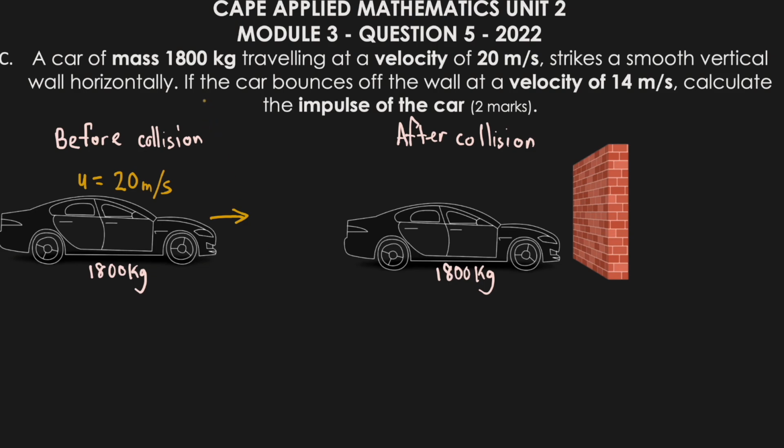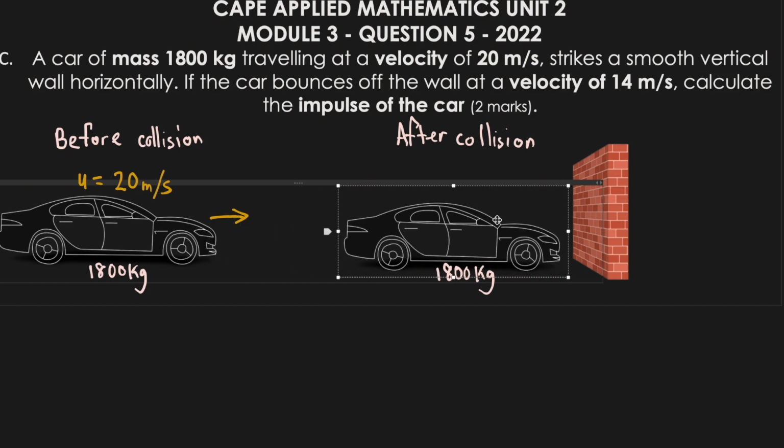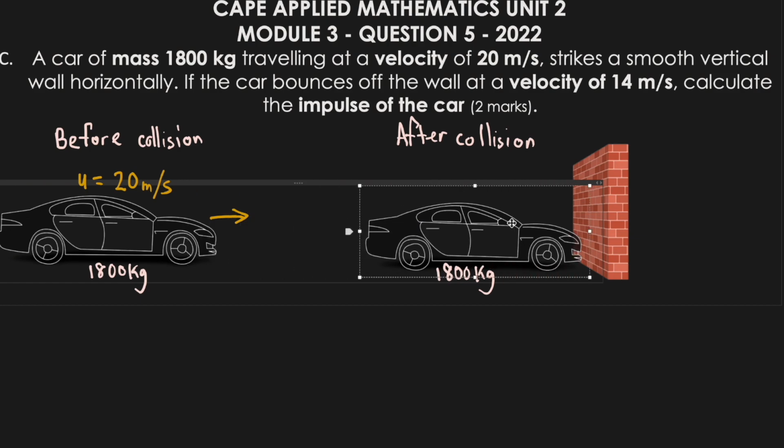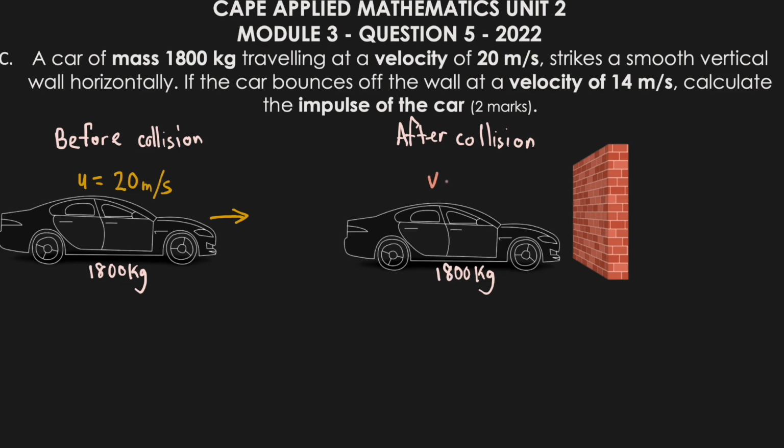Now in the next one it says if the car bounces off the wall at a velocity of 14 meters per second. So this is our car after collision. So we imagine that it hit this wall. After it hit this wall, it bounced back off. Imagine our car was moving at 20 meters per second. After a while, it hit the wall, boom. And then when it bounced off the wall, creating an impulse, it went back in the direction it came from at 14 meters per second. Therefore, I can say that the final velocity, v, would have been negative 14 meters per second. This is because the car started to go back in the direction it initially came from.